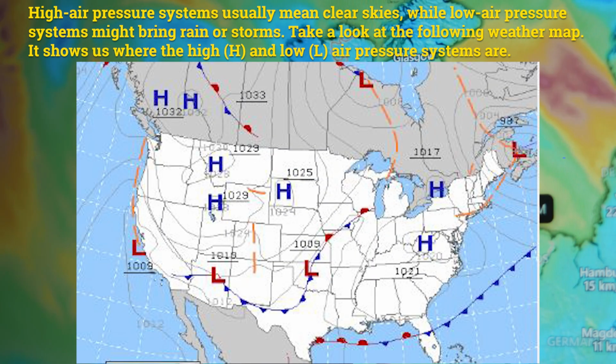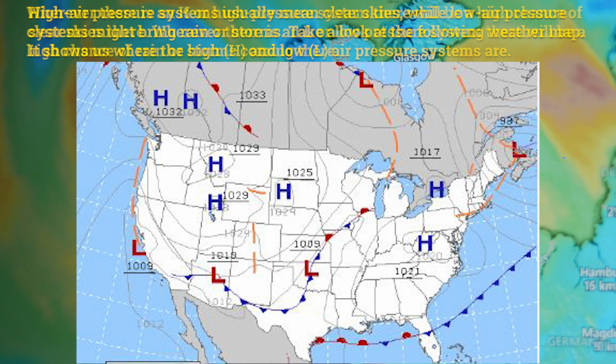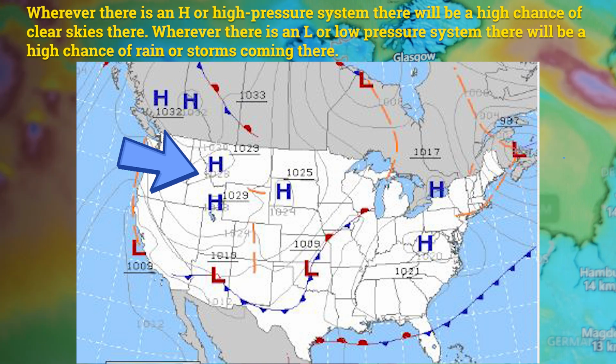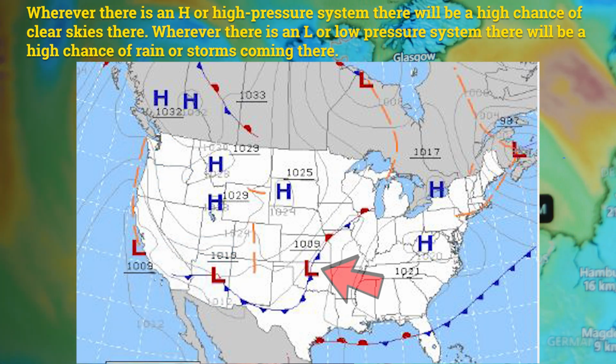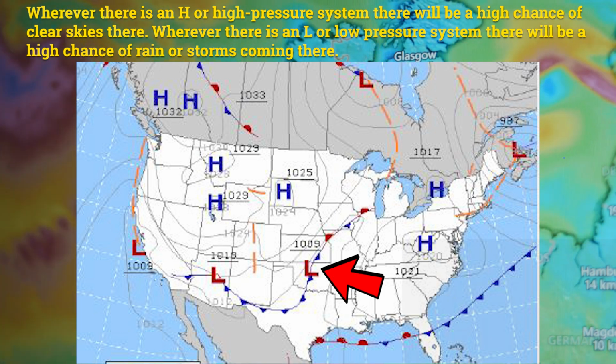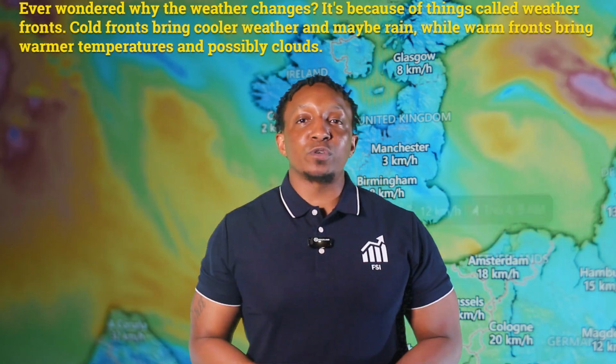Take a look at the following weather map. It shows us where the high and low air pressure systems are. Whenever there is an H or high pressure system, there will be a high chance of clear skies there. Whenever there is a L or a low pressure system, there will be a high chance of rain or storms coming there.